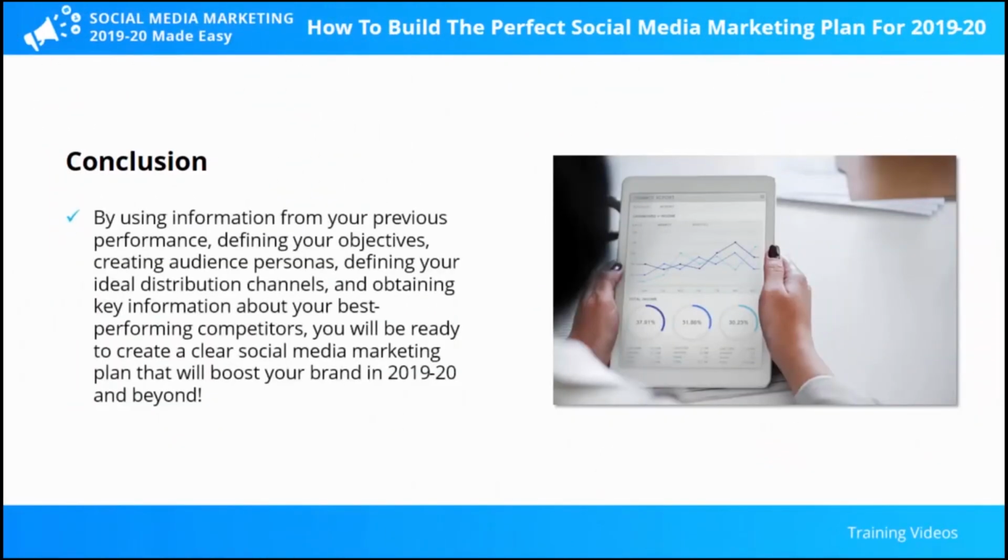Conclusion. By using information from your previous performance, defining your objectives, creating audience personas, defining your ideal distribution channels, and obtaining key information about your best performing competitors, you will be ready to create a clear social media marketing plan that will boost your brand in 2019 and 2020 and beyond.